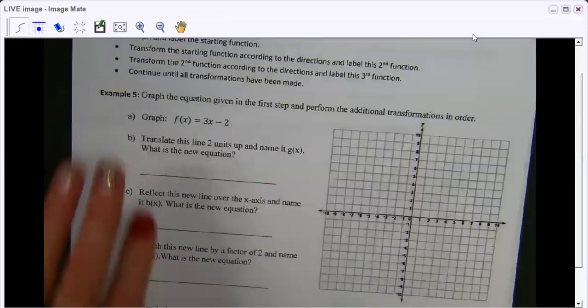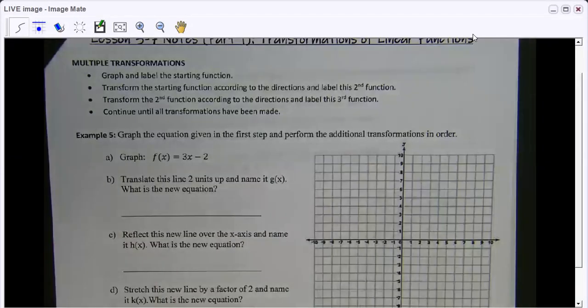Okay, let's go to the last page. We are going to be applying multiple transformations. So you're going to graph and label the starting function. You're going to transform the starting function according to the directions and label this second function. So whatever it tells you, g of x. Transform the second function according to the directions and label this the third function, which is going to be h of x. And then continue until all transformations have been made.